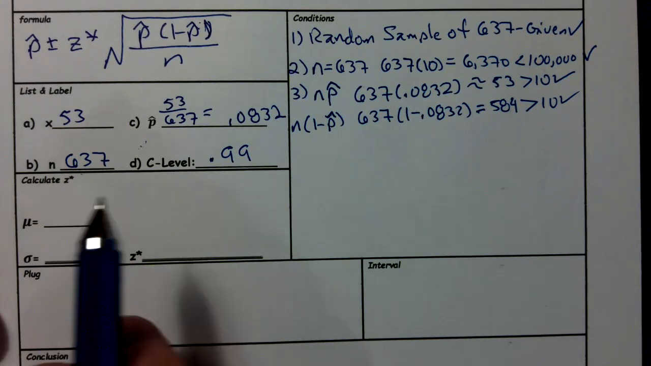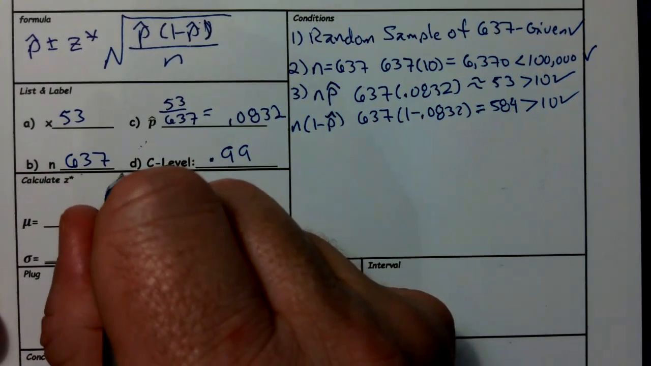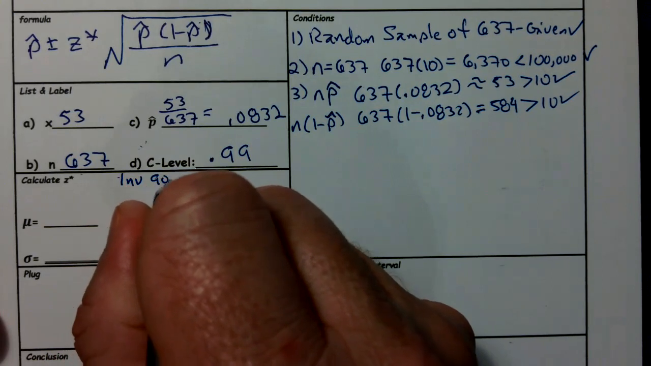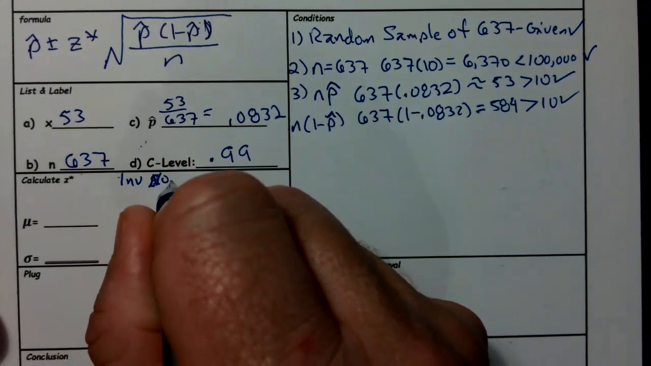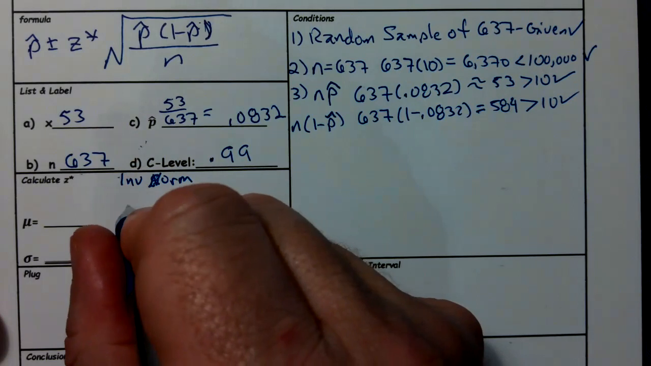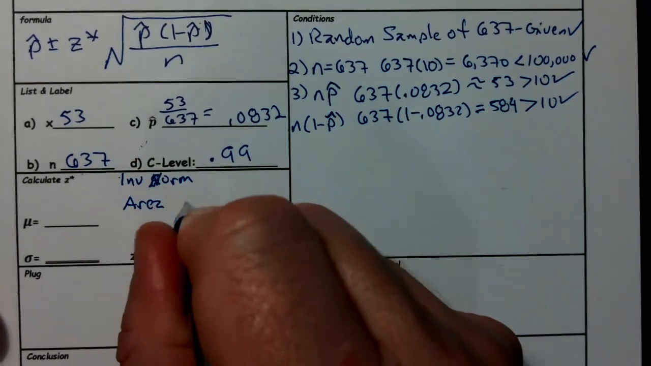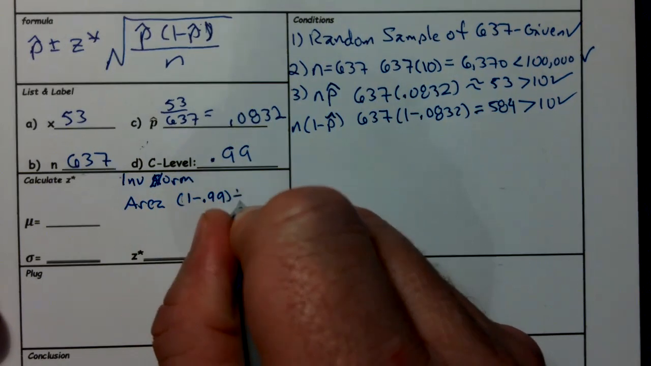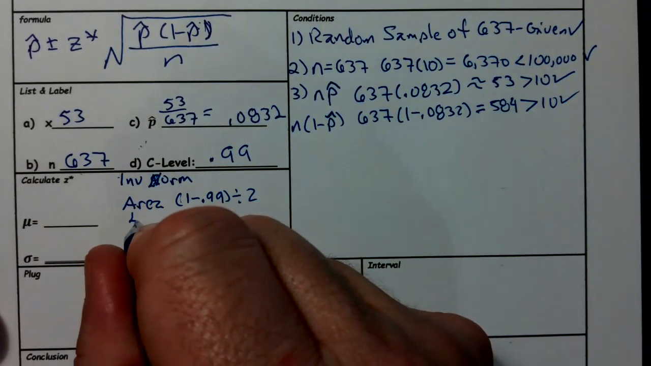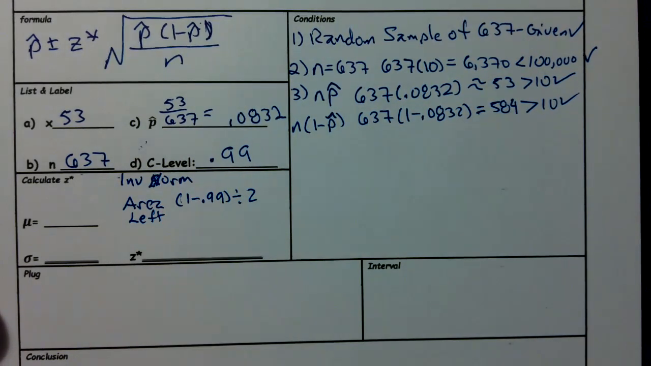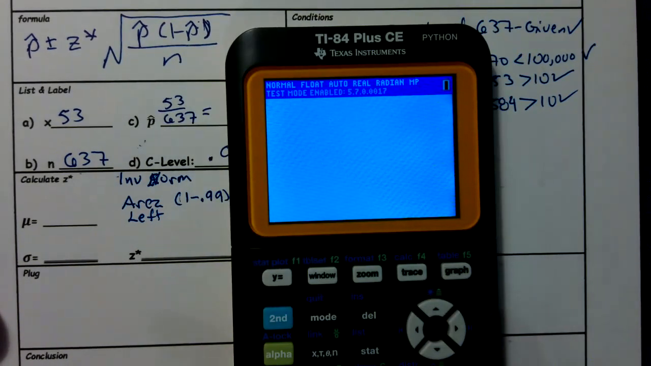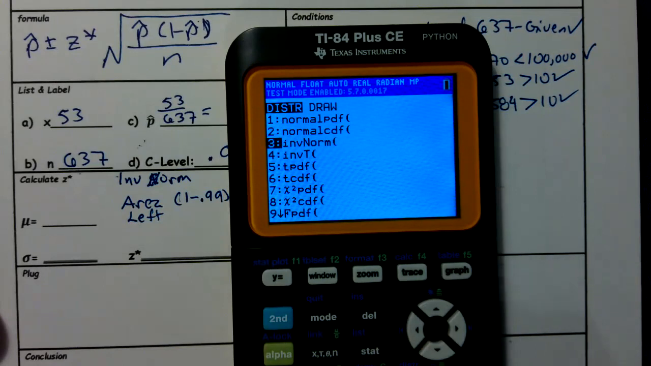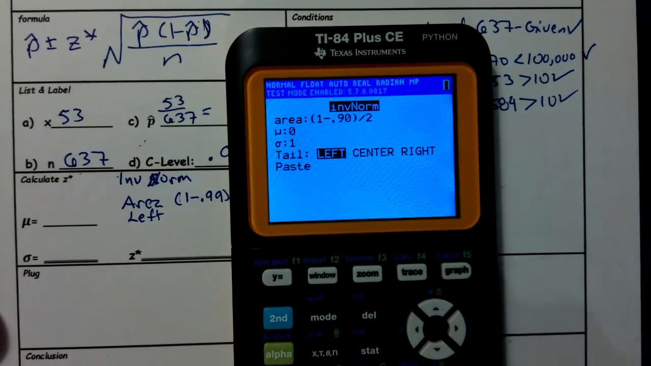So we need to calculate z star. This is going to be an inverse norm, and it's going to ask for our area. Our area is going to be (1 minus 0.99) divided by 2. We're always going to go left if your calculator has that. So here we go: second vars, inverse norm, 1 minus 0.99 divided by 2.